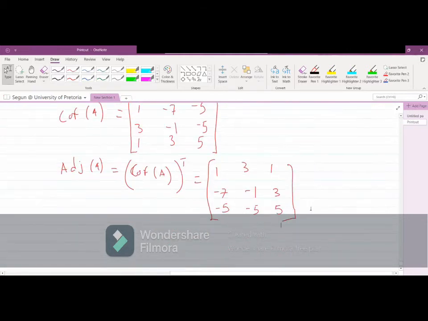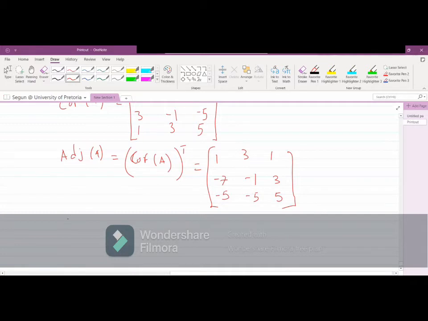So the next thing is to multiply by our A inverse, which will be 1 all over the determinant, multiplied by everything, right?